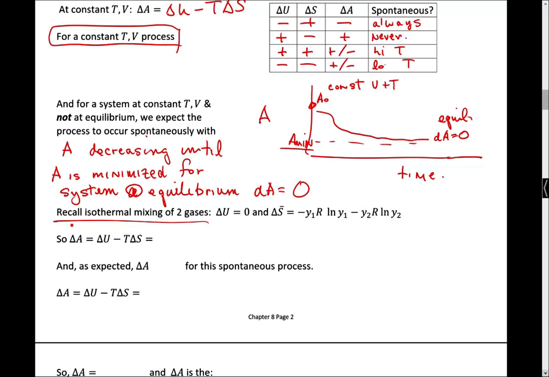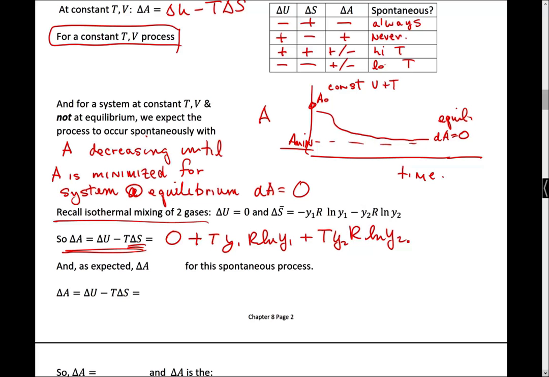Let's see what happens to that if we want to put this in terms of the change in the Helmholtz energy. Now, because it's isothermal and because it's ideal, we know that there are no interactions between the particles. So delta U is going to be equal to 0. And then I've got delta S, and I need to multiply that by minus T. So that's going to be minus a negative T y1 R ln y1 plus T y2 R ln y2. Okay? All I've done is taken this expression and multiplied it by minus T.